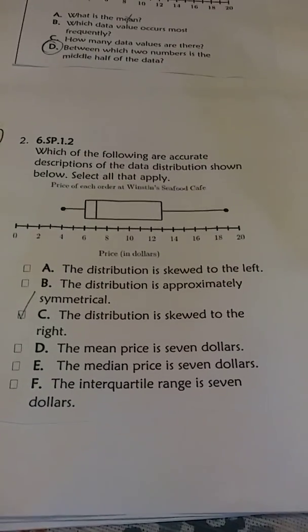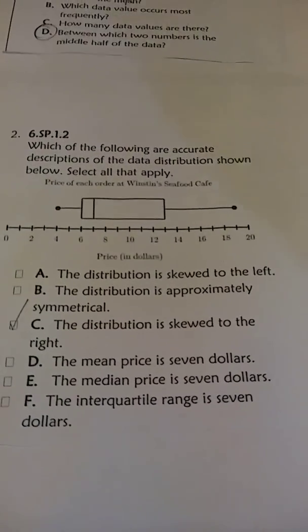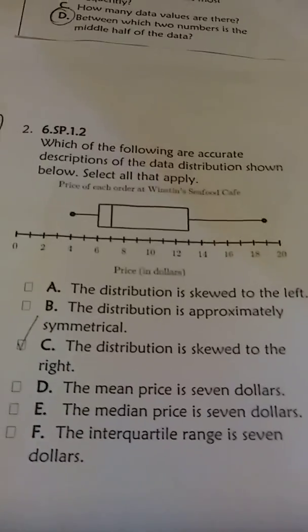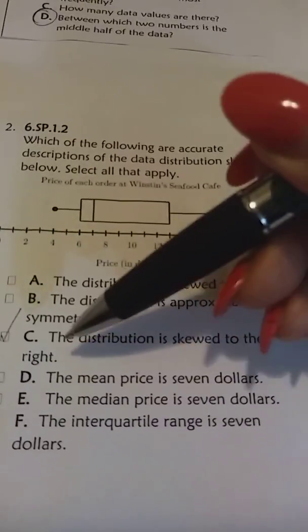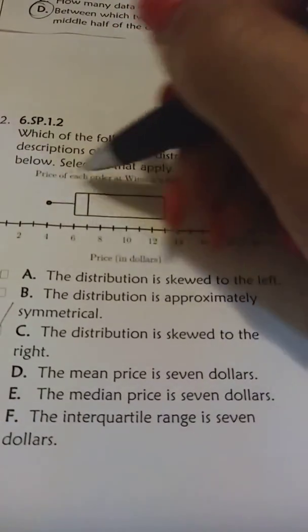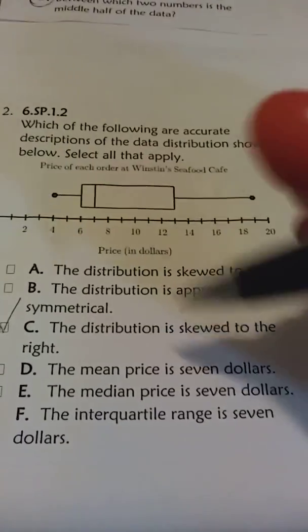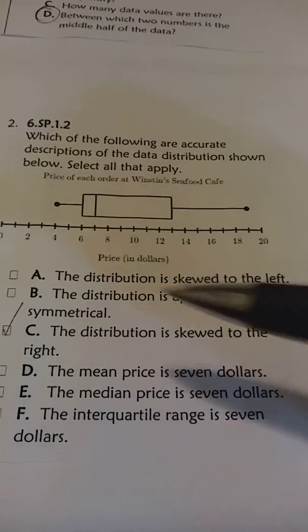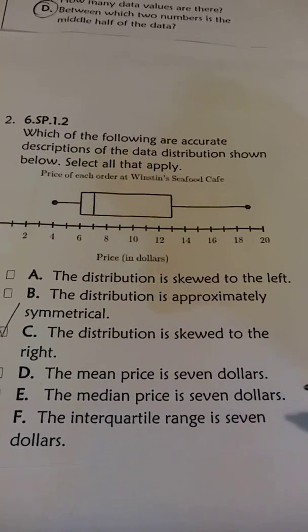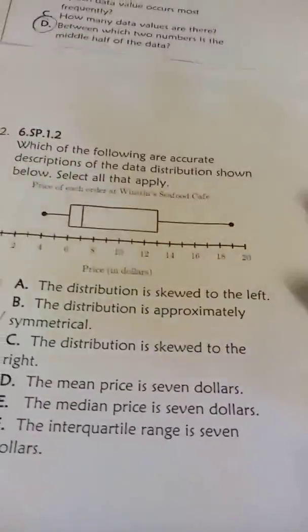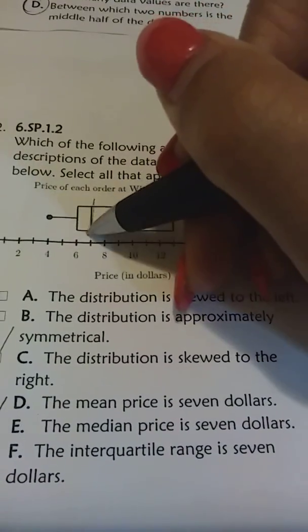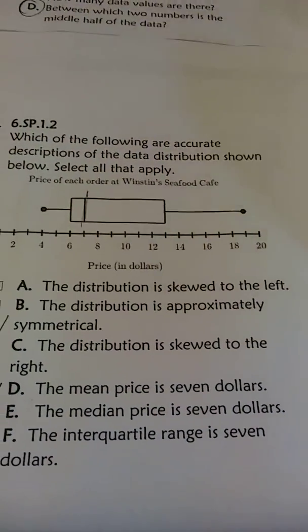The mean price is $7. Let's go ahead and check. Well, they almost got me on that one. It says mean, and this does not state mean, so that's not an option. But the next one says the median price is $7, so that would be an option. Because let's remember that this line in the box is the median.